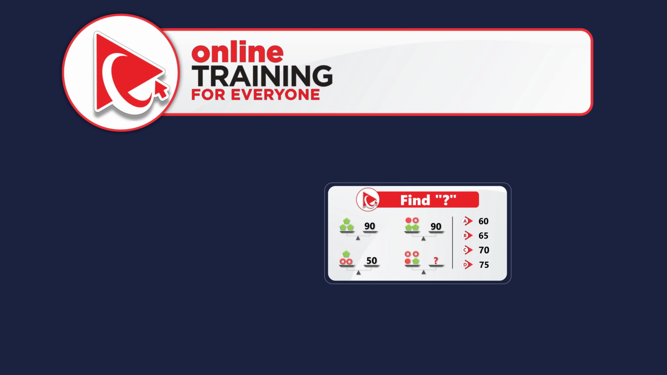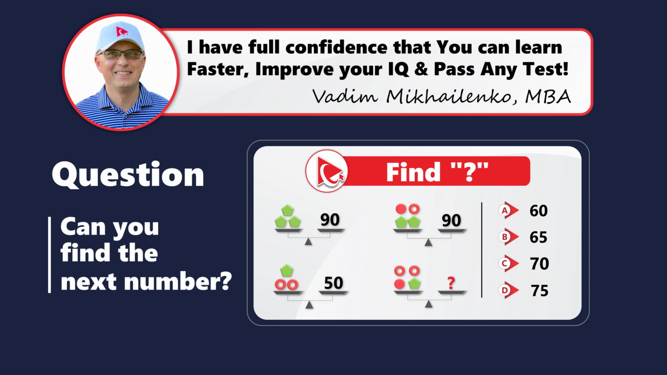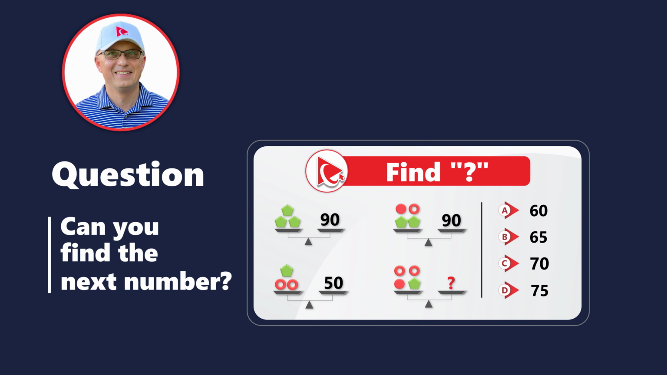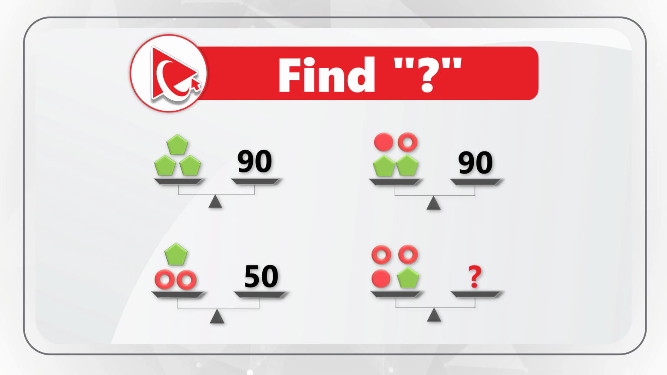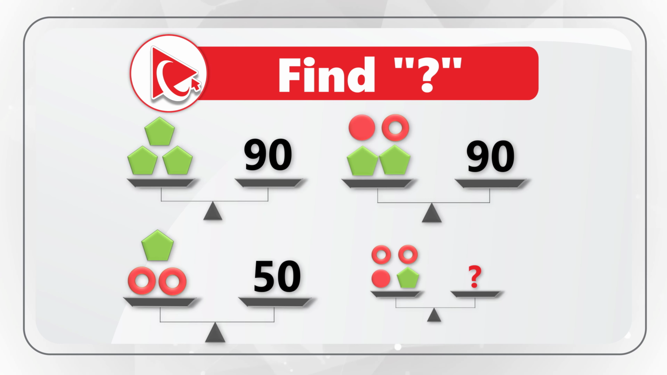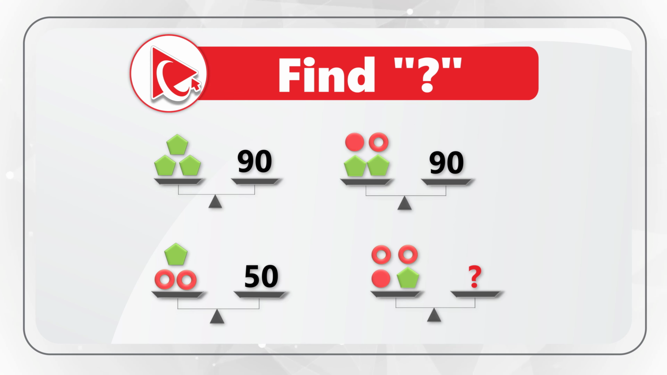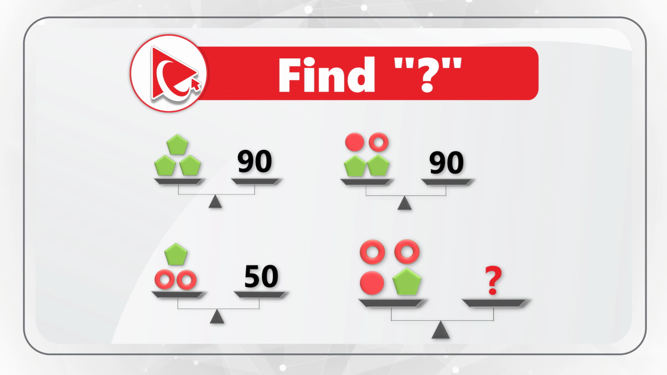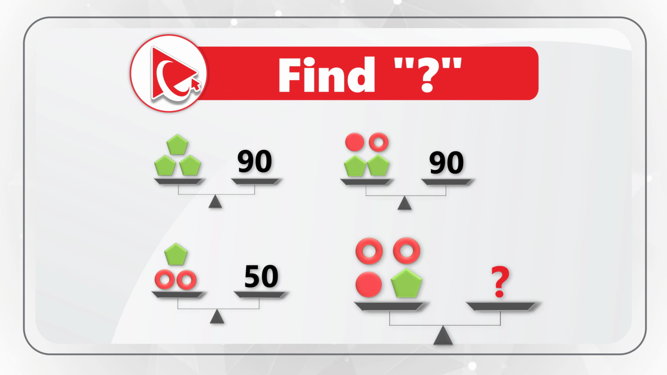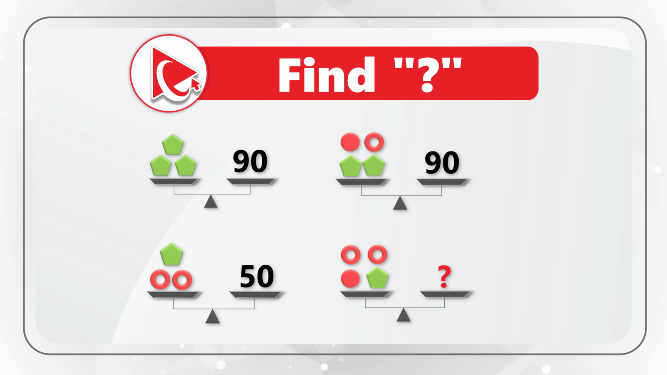And now I have something that maybe you were not expecting. Here's the practice question for you. You need to find the missing number, and you're presented with 4 scales. 3 scales have items on the left side and the number on the right side to make them equal. And 4th scale only has items on the left and missing number on the right in the form of question mark. You need to calculate the question mark out of 4 different choices.